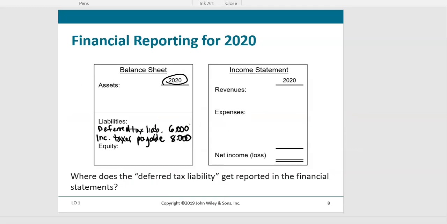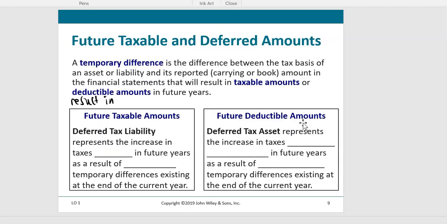What will we see on the financial statements? On the income statement, we're going to see income tax expense. Remember, that was our pre-tax income multiplied by the tax rate of 20%, and that income tax expense was $14,000. Let's take some notes here.